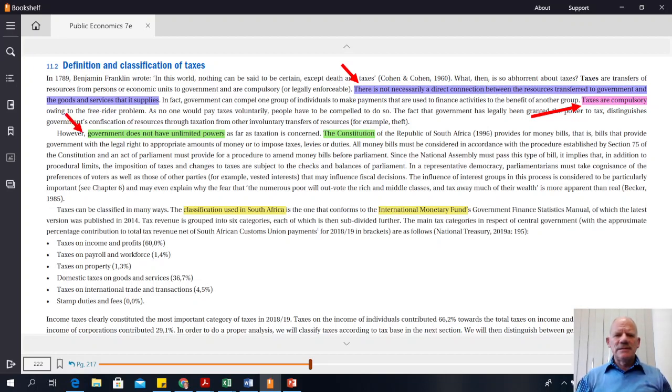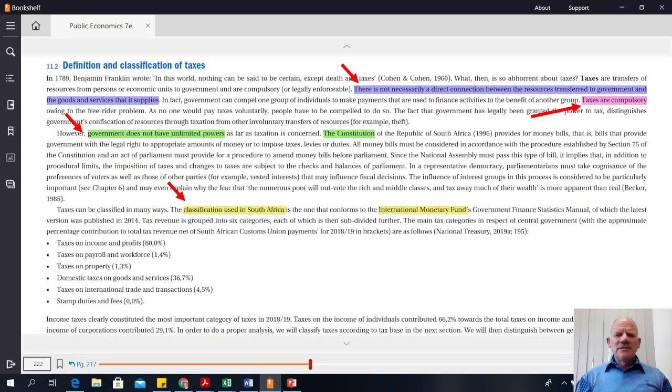The third thing is that the government fortunately doesn't have unlimited powers. So the power of the government is regulated by the Constitution. They cannot just levy a tax. That's why the budget speech is read in Parliament and it's approved by Parliament. It's not just a speech, it's actually a proposal to Parliament, and then Parliament has to approve and the President has to sign off on the budget.